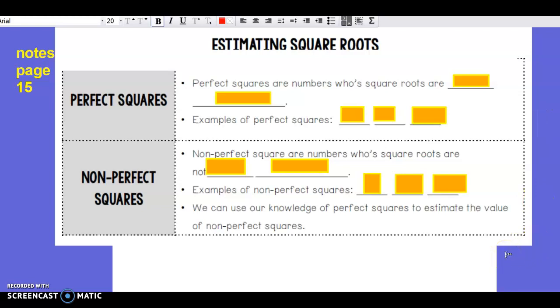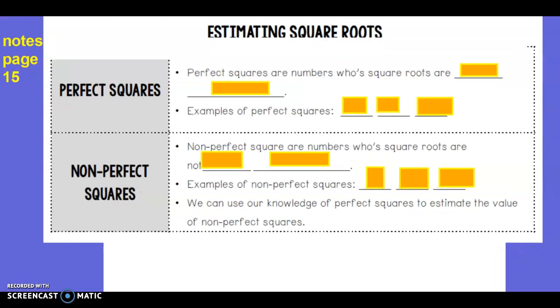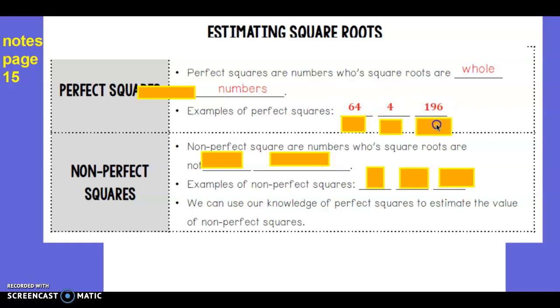Let's go ahead and take some notes on this topic. So first of all, let's review. Perfect squares are numbers whose square roots are whole numbers. Examples of perfect squares, we have 64, 4, 196. You could have put other examples down, 225, 9, 25. Those are all whole numbers that if we take the square root of them, the answer works out to be a whole number.